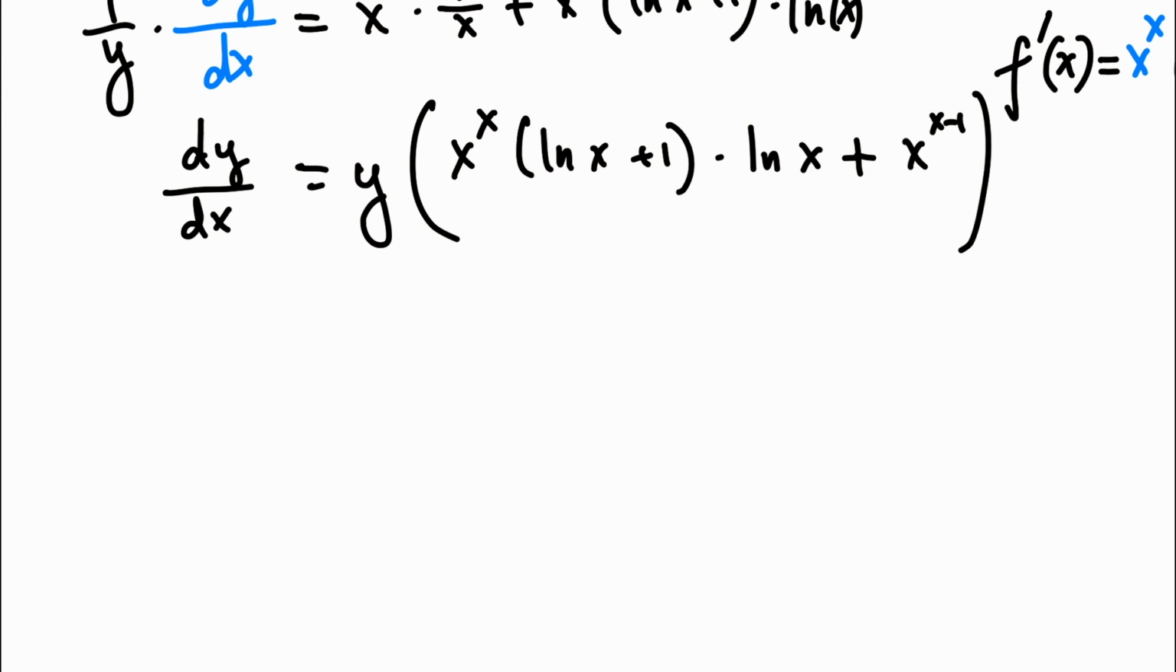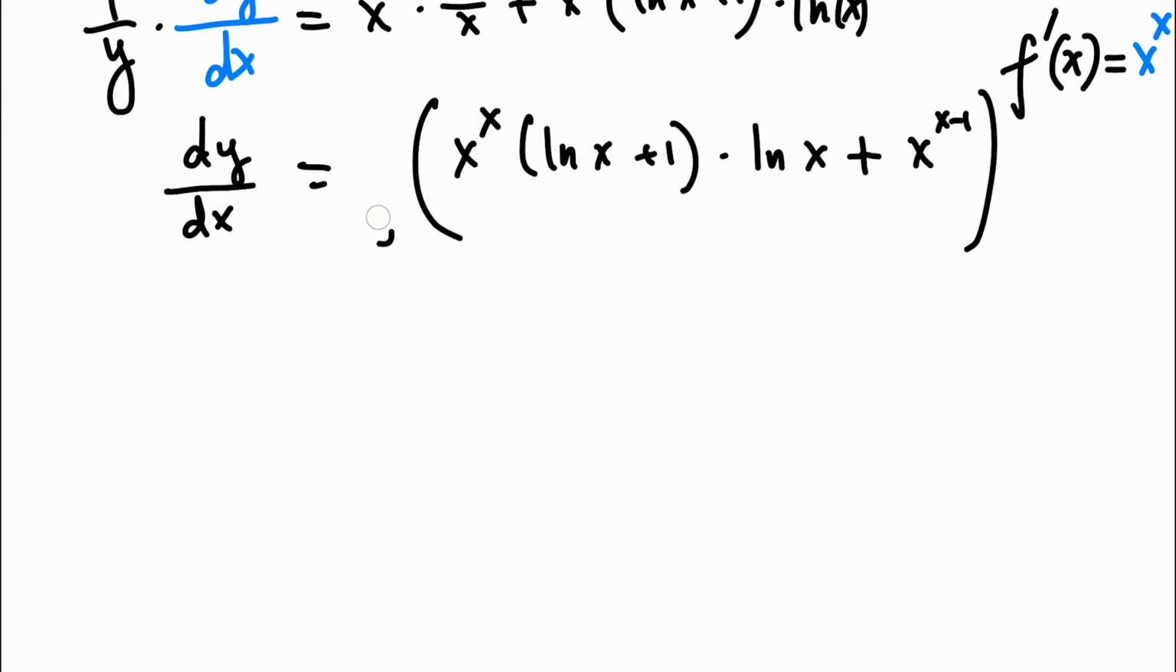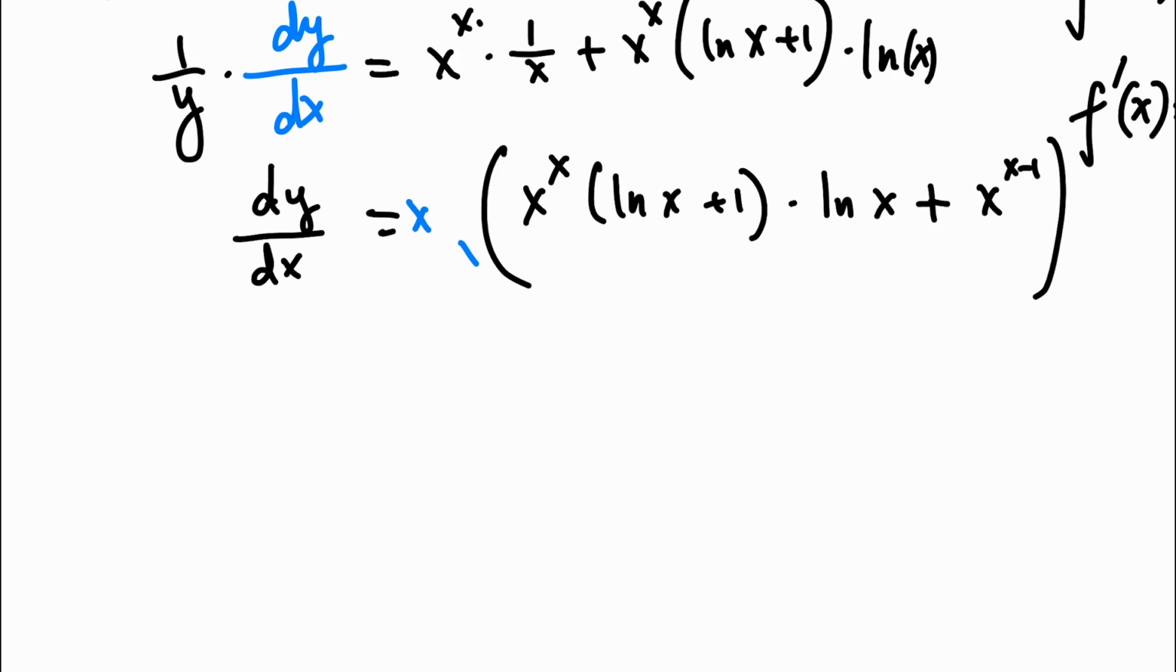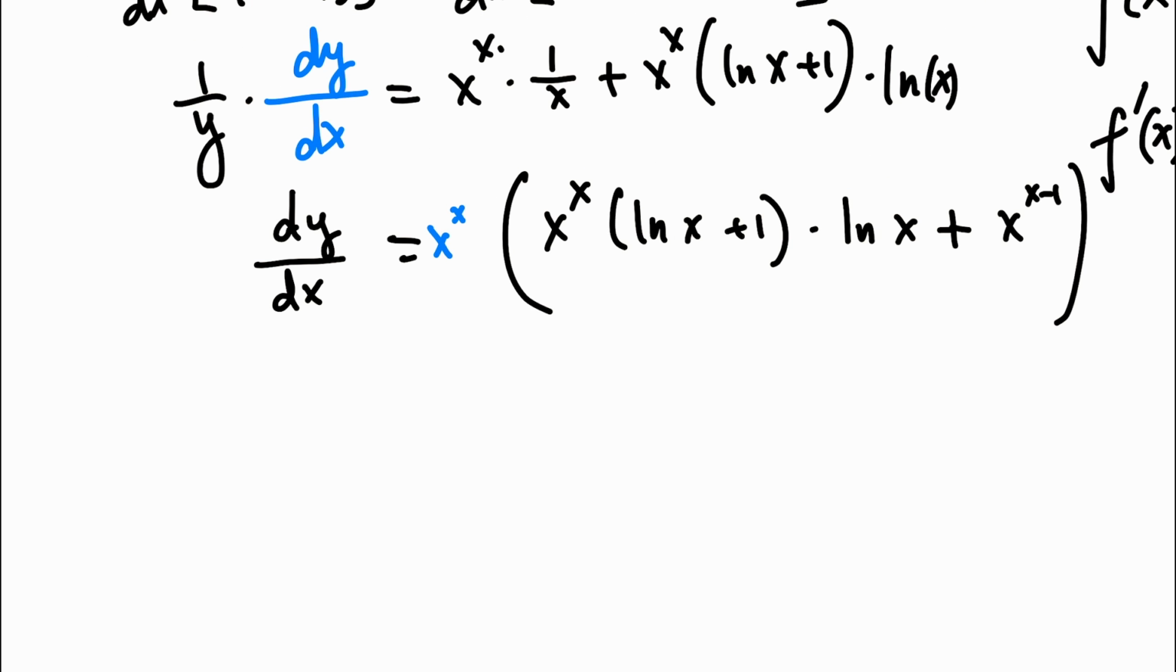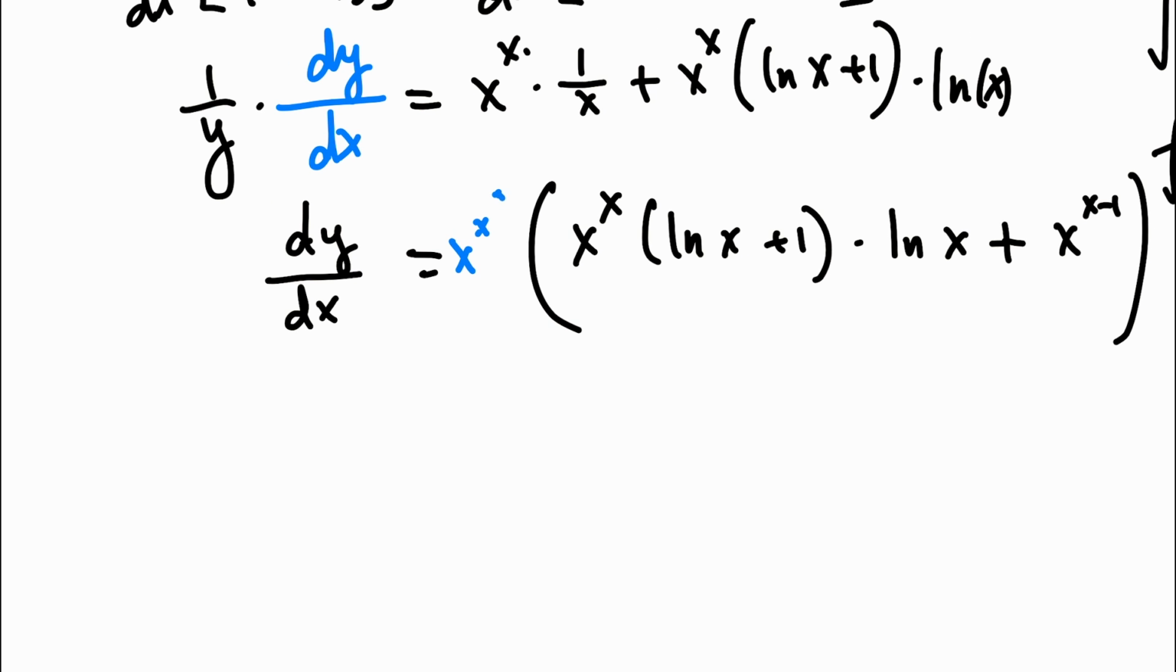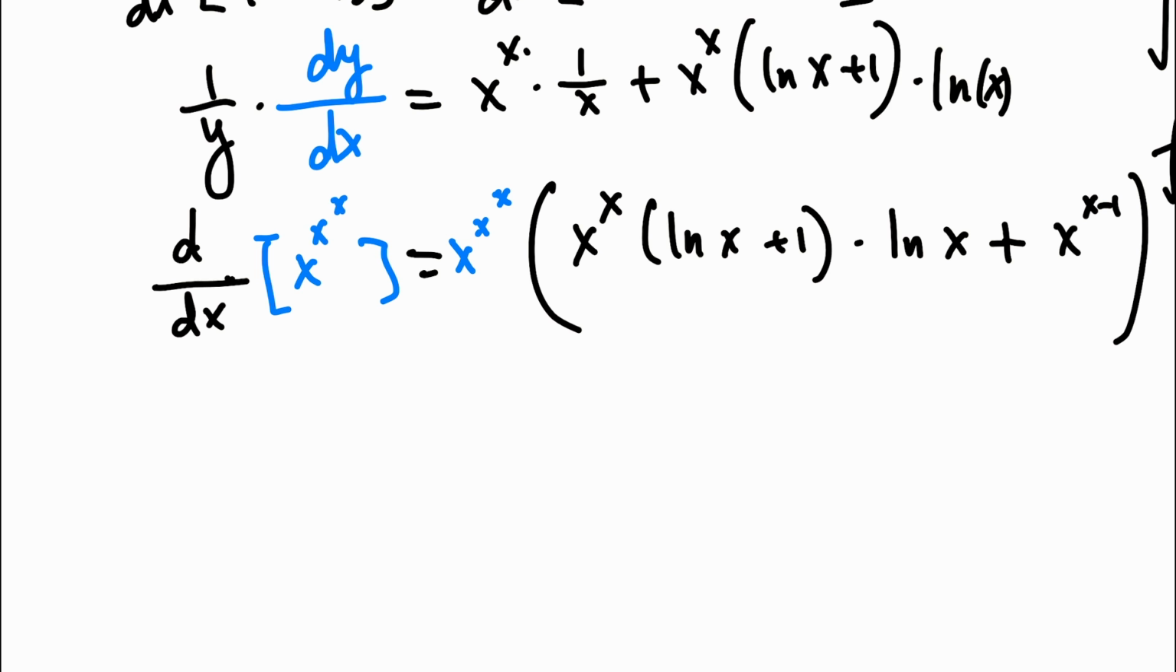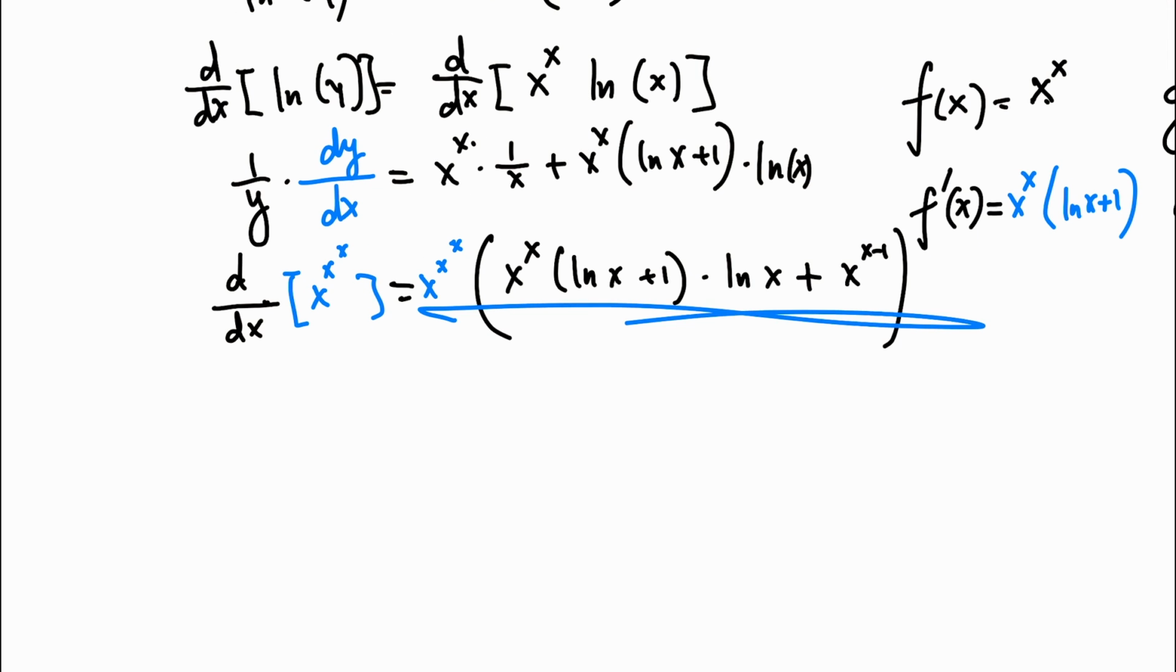So that is our final expression, and we need to plug back in the y that we set, because y is not actually in the problem statement. We need to write it back, and on the left side as well, so the derivative with respect to x of x to the x to the x. And this is our answer.